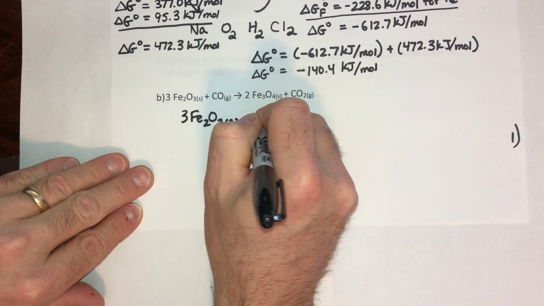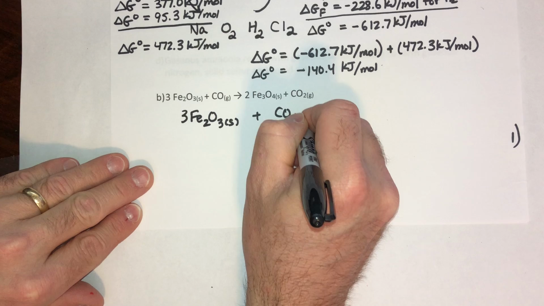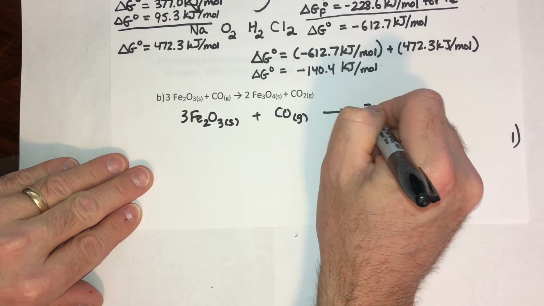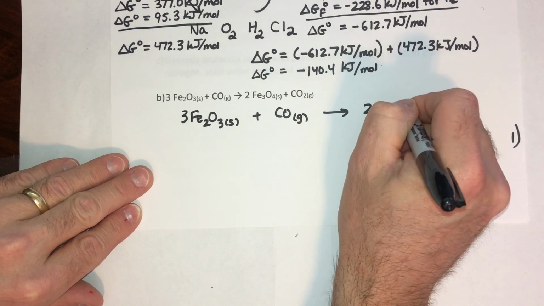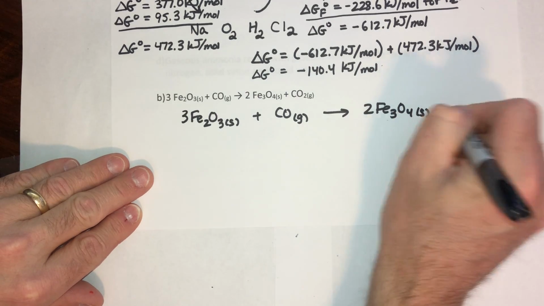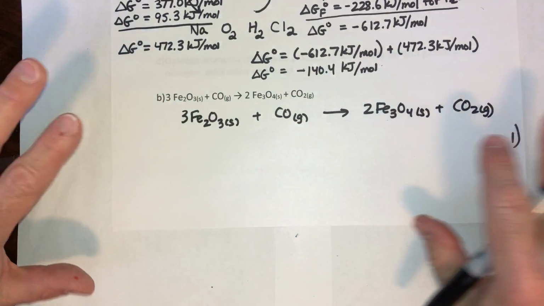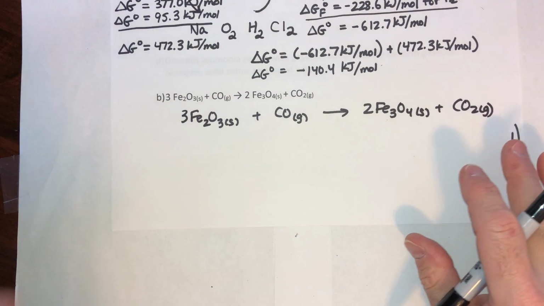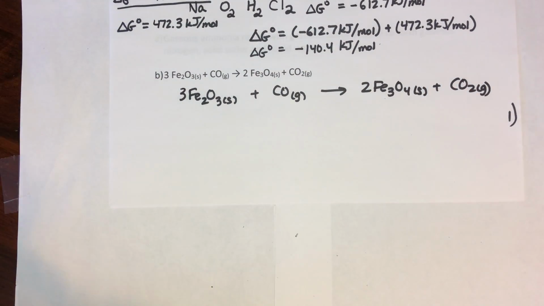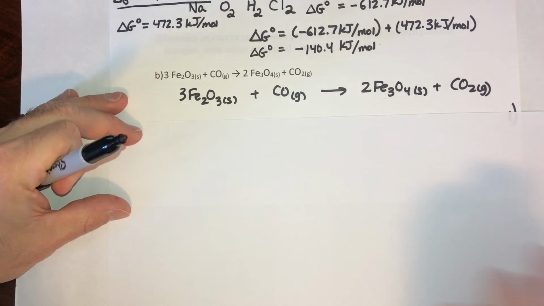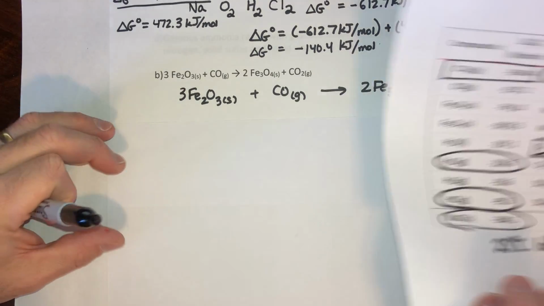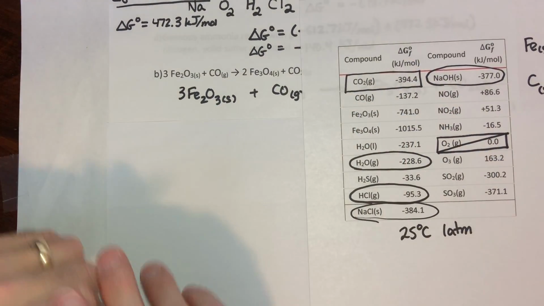3Fe2O3 solids plus a CO gas turning into 2Fe3O4 solids and a CO2 gas. There. That gives me enough space to find my values and write them down. All right, so let's move that up. Let's add some extra space here to do some calculations at the bottom. And let's pull back our friendly table.